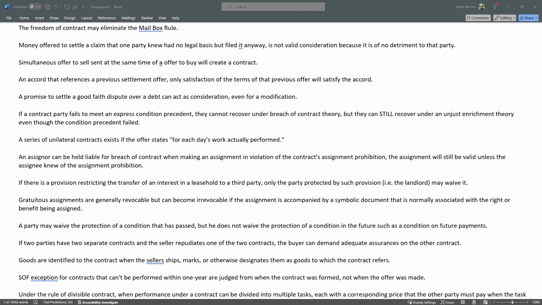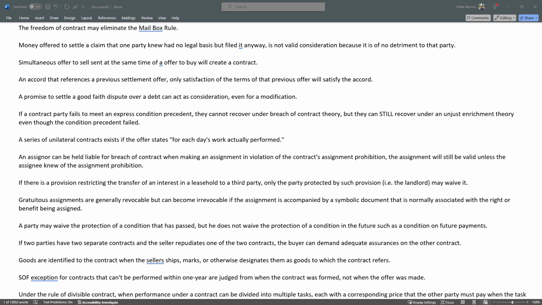If there is a provision restricting the transfer of an interest in a leasehold to a third party, only the party protected by such provision, i.e. the landlord, may waive it. Upon violation of the contract's assignment prohibition, the assignment will still be valid unless the assignee knew of the assignment prohibition.